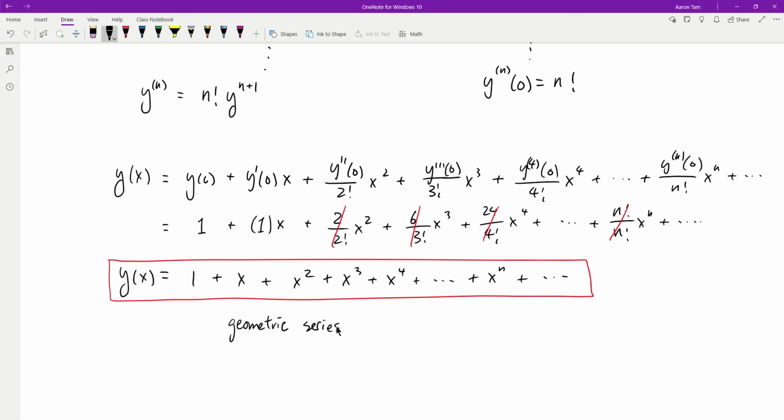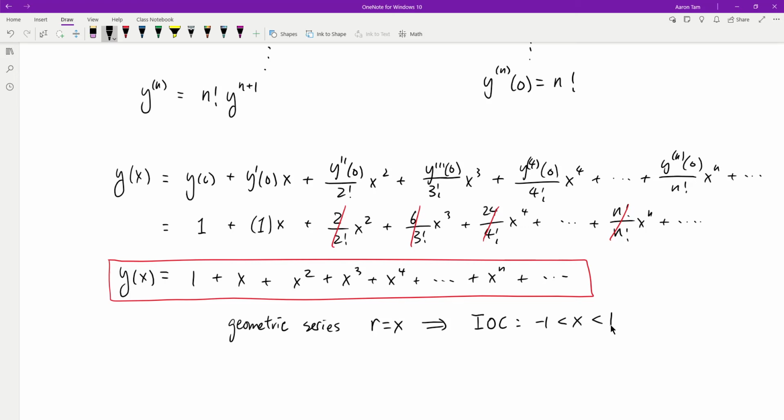Hopefully you remember what you learned back in Algebra 2. A geometric series has a common ratio of r, in this case r is x, and a geometric series only converges if r is between -1 and +1. Therefore, that implies that our interval of convergence is from -1 to +1. So this power series will converge to our solution, provided that our x value is between -1 and +1. Anything over that would not work.